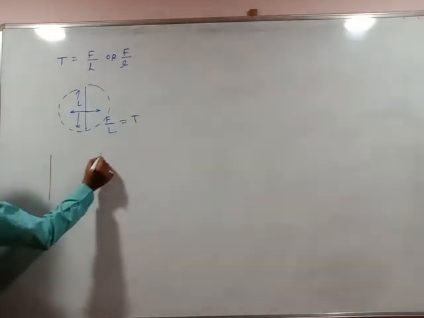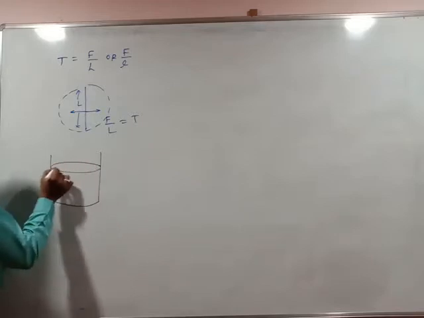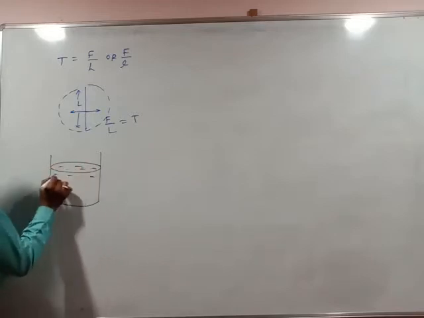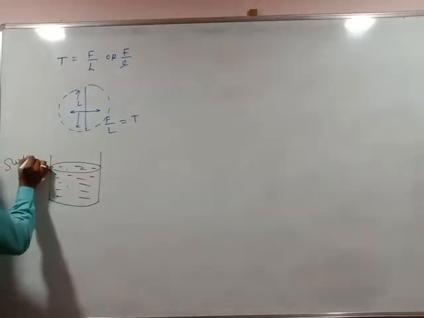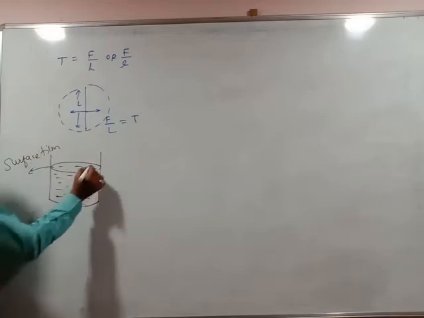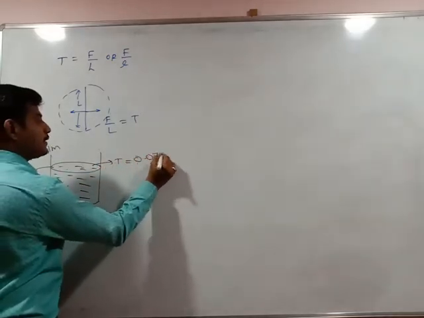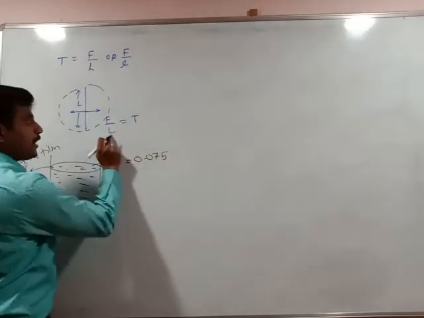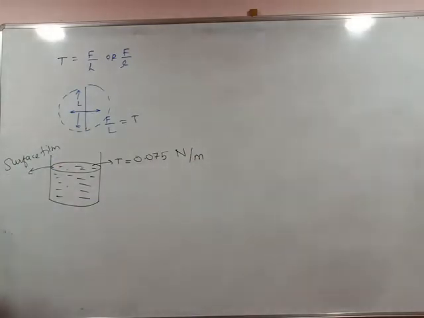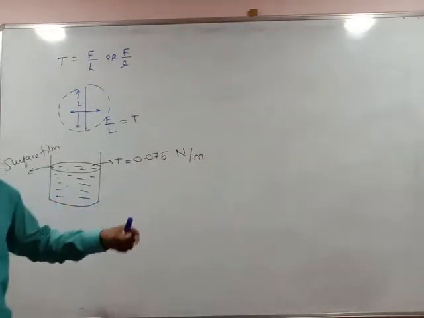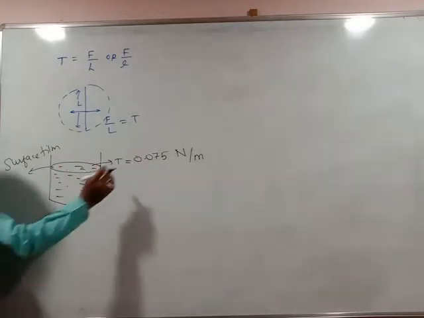For the sake of simplicity, I have considered one example. There is one beaker in which liquid is there. This is the surface film. The surface tension of that liquid is said to be 0.075 force per unit length, that is Newton per meter. You might know force is measured in Newton, length is measured in meter. So this much is the tension.